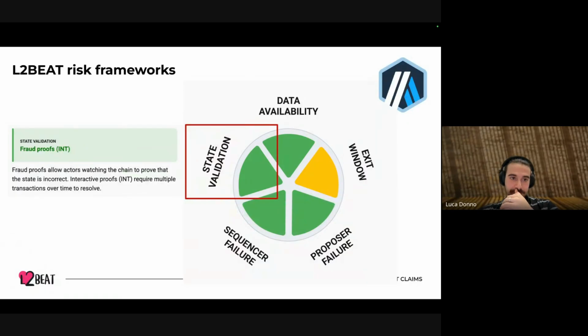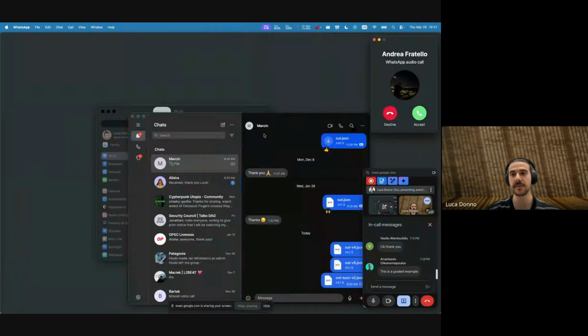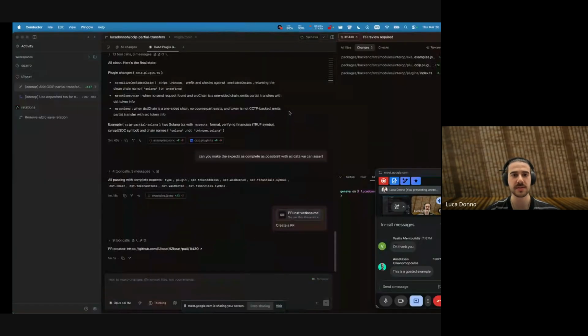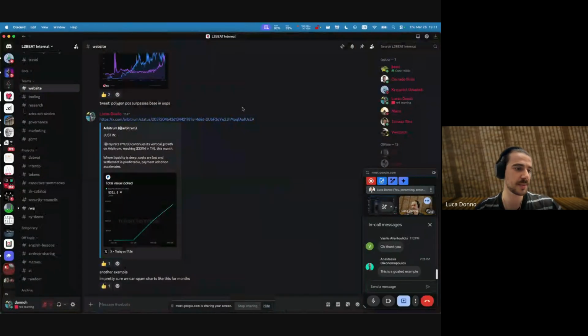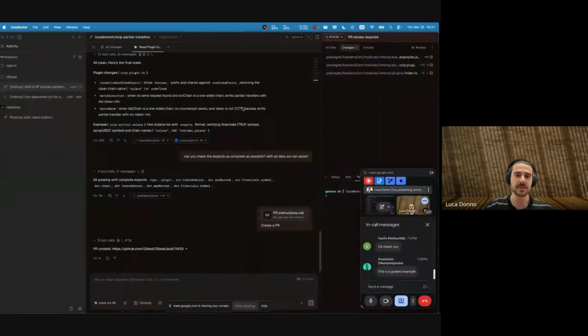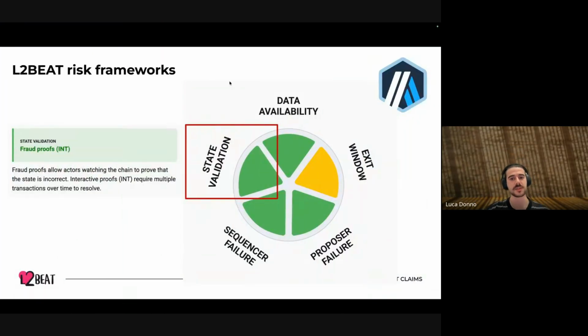One of these slices is state validation. So Arbitrum uses fraud proofs. It doesn't use ZK. Sorry, I had a call. Put on do not disturb. Sorry, yeah. So it uses fraud proofs.